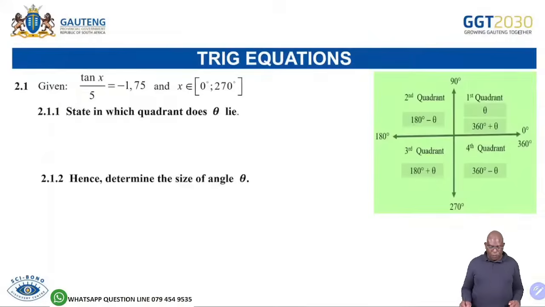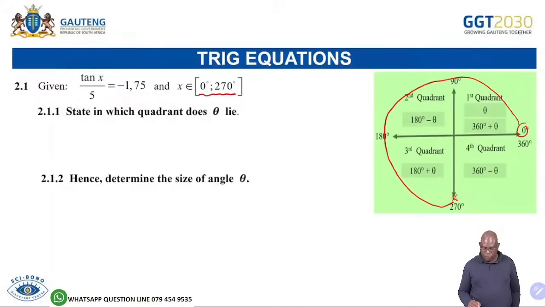Okay, now the trig equations are also very important. With the trig equation, the biggest challenge here is the interval. So we are saying we must start from 0 degrees right round up to 270. We stop here. We're not using any of the 360 minus.